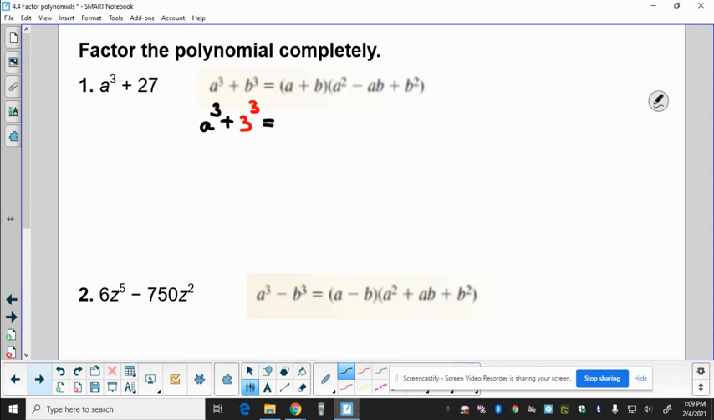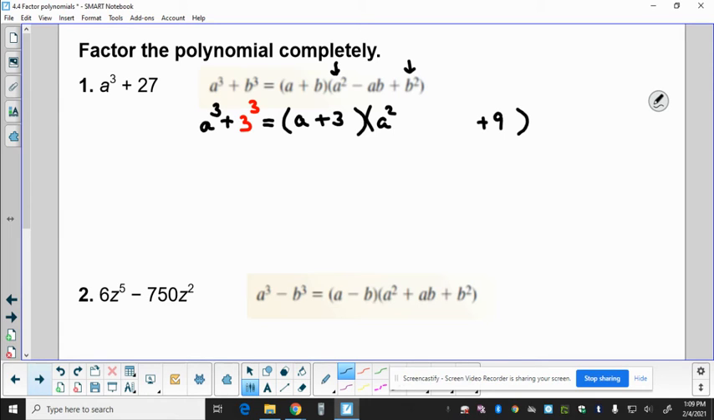So what I do first is write a binomial, and that will be a plus b, or in other words, a plus 3. You're using the cubed roots. Then the other part of the factoring formula is a trinomial. You'll see at this point right here, you write a squared. At the end of the trinomial, you have b squared. Now, b is 3 in this case. So that would be 3 squared, which is 9, plus 9.